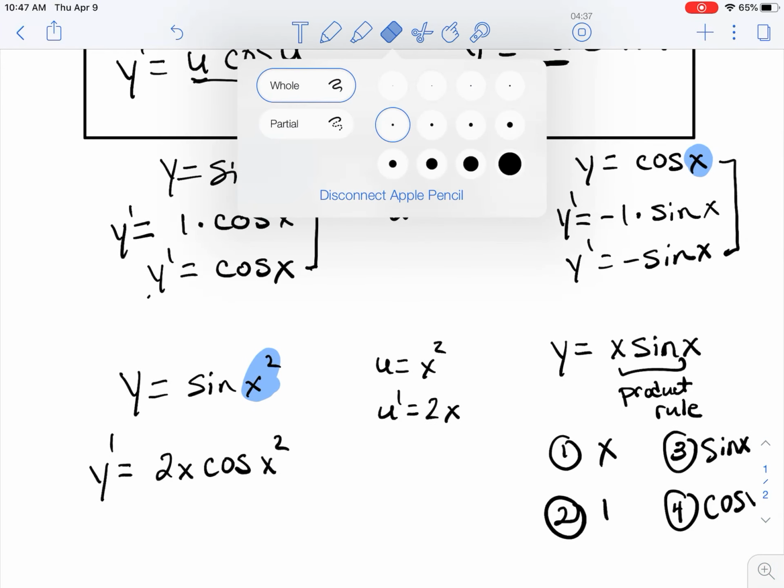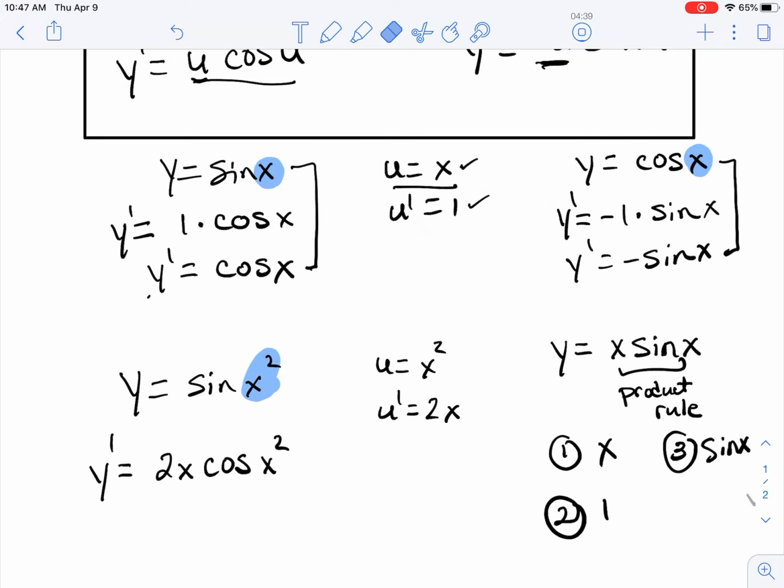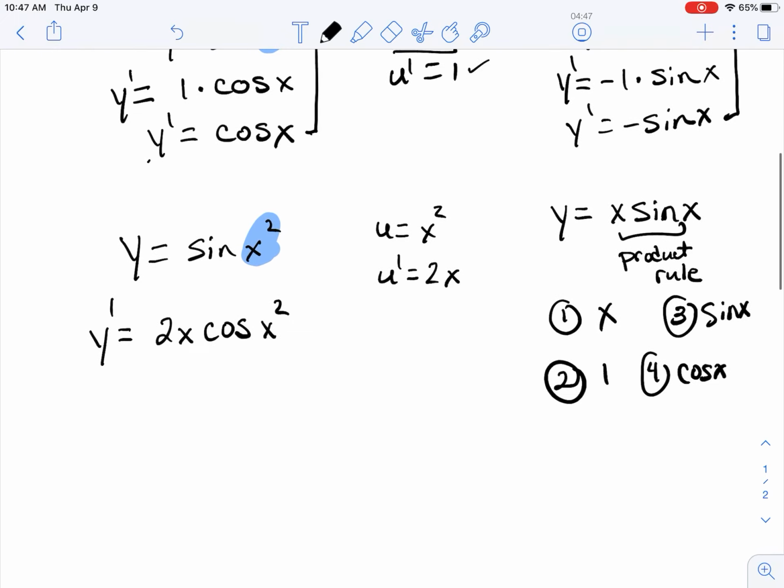Oh, it's not cooperating, so I'm going to have to move over here a bit. I apologize for that. Okay, now we are ready.